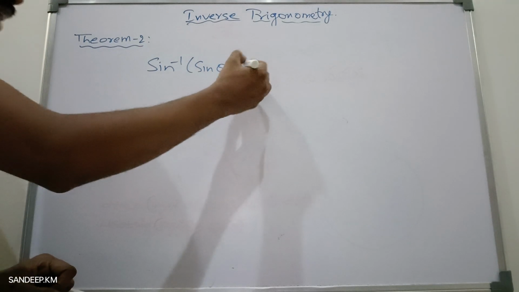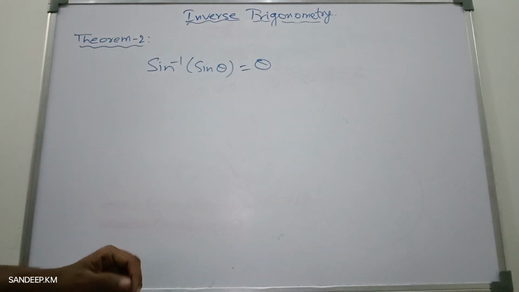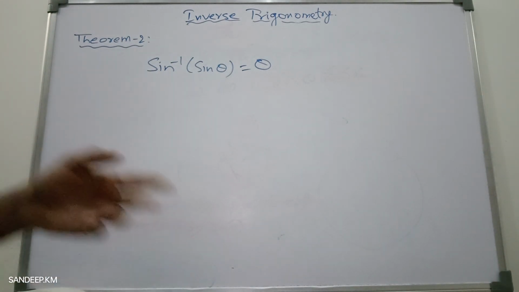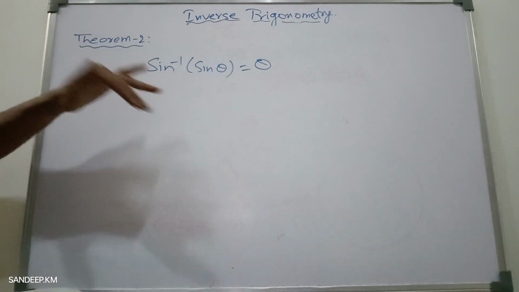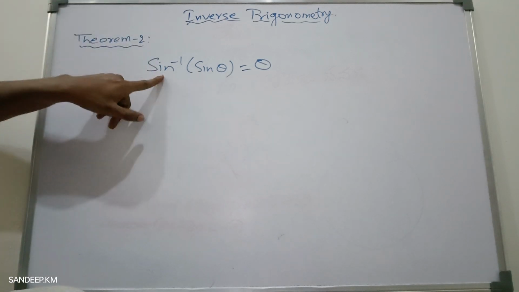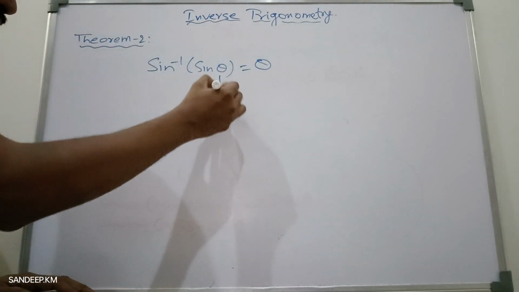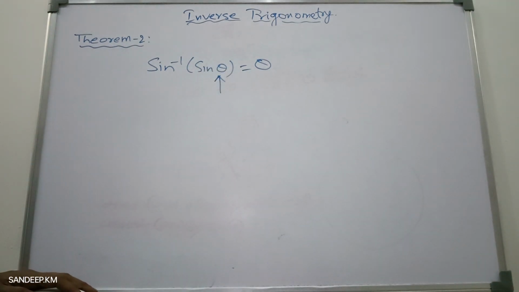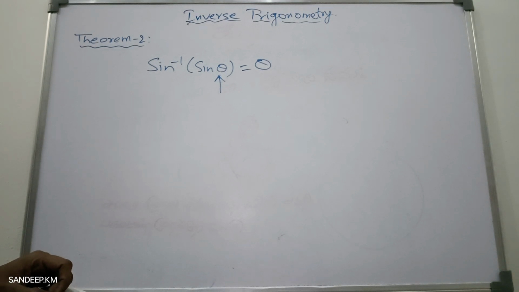Don't think that the answer is always equal to theta. No. Changes will be there. Sometimes the answer is pi minus theta, sometimes it is pi plus theta, sometimes it is 2 pi minus theta. All those things will be discussed in detail later. You got it? But as of now, when can I say that sine inverse of sine theta is equal to theta? Only when theta is in the restricted domain of sine theta.